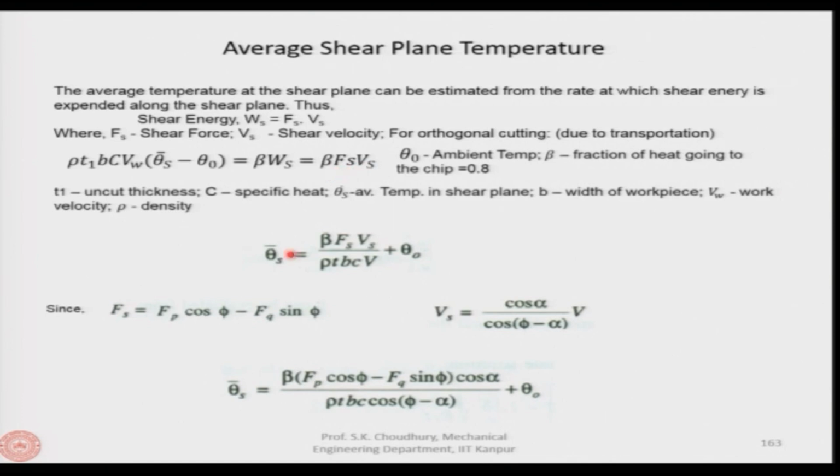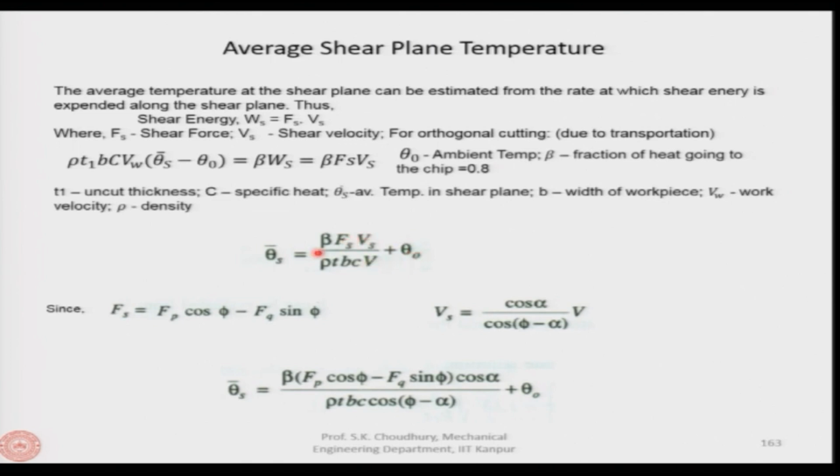Therefore, from this equation we can find out theta S bar, the temperature occurring in the shear plane, which will be equal to 0.8, which is the beta we have taken, the fraction of heat going into the chip, times Fs into Vs divided by the density, uncut thickness, width, specific heat and the velocity of the workpiece. Okay. So, this will be plus the ambient temperature, whatever it may be.